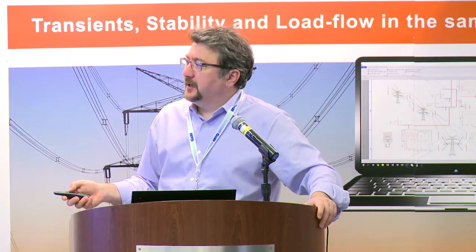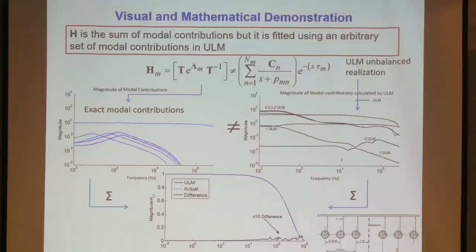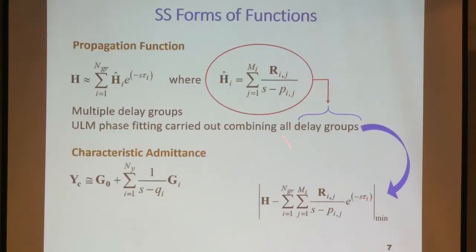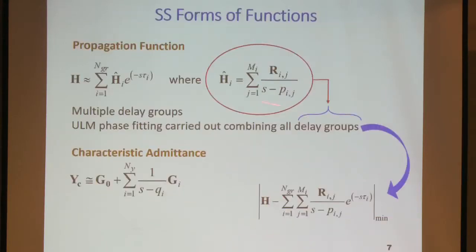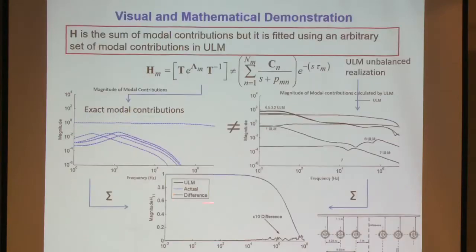However, the problem with this approach is, well, the final solution is good. Your sum here is equal to this almost. Of course, there's an approximation error, because we minimize this using least squares technique. However, the problem is if you look at these model contributions here, and the model contributions of the universal line model, they don't match here.